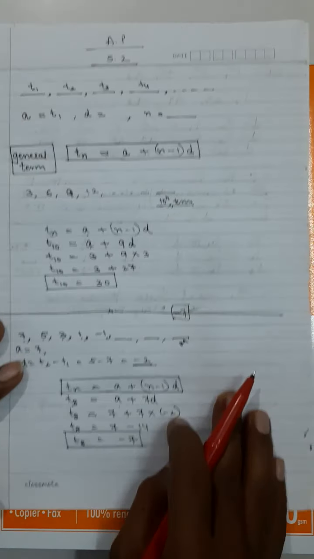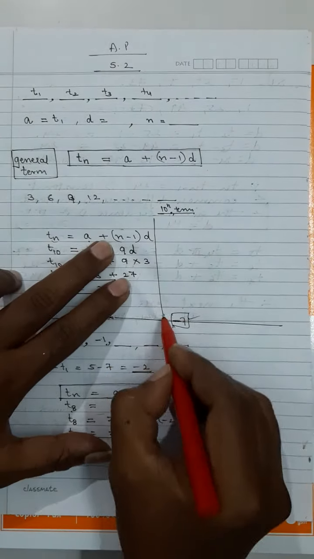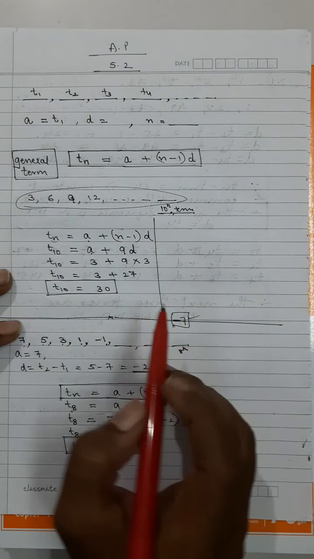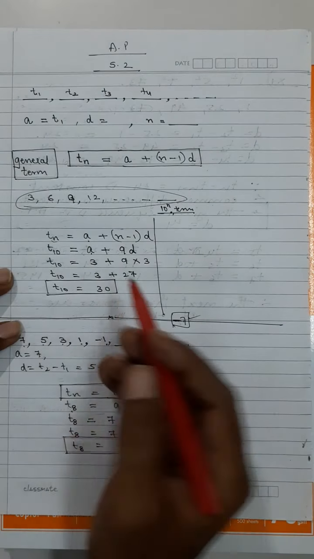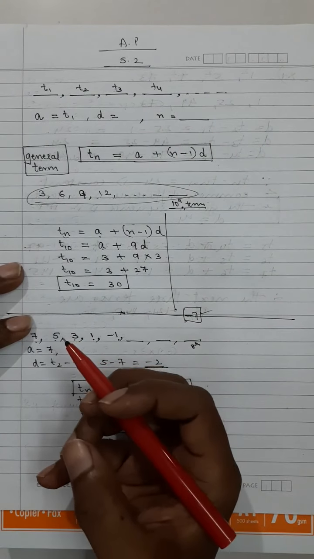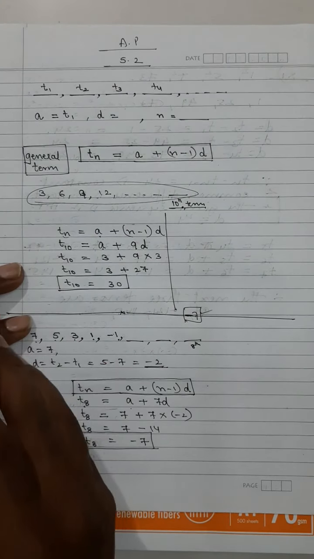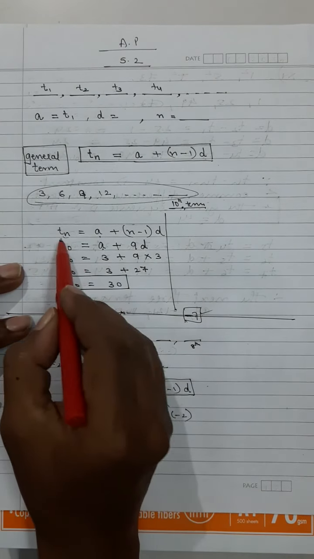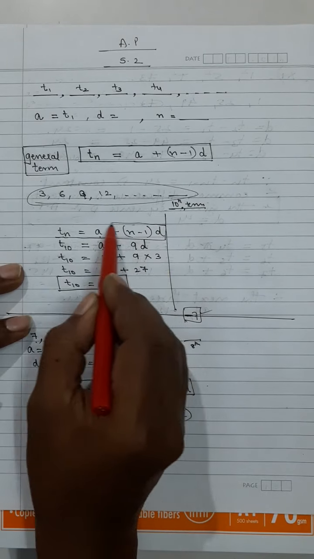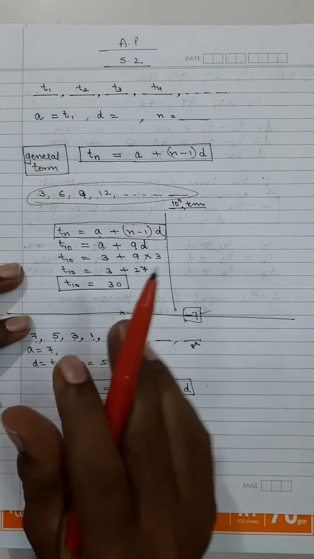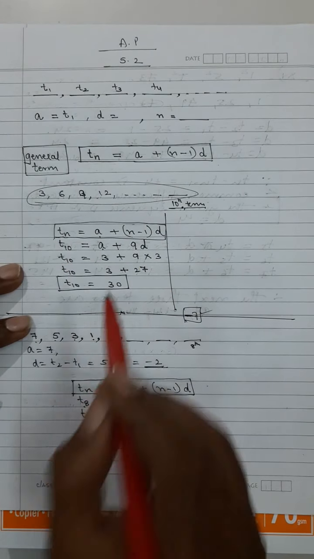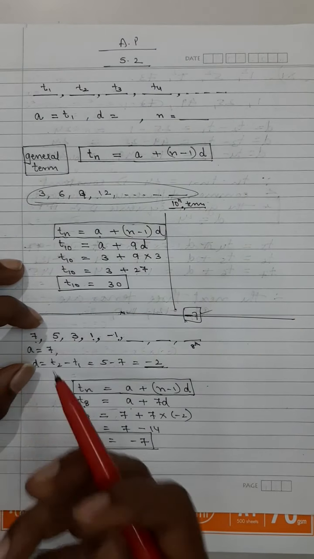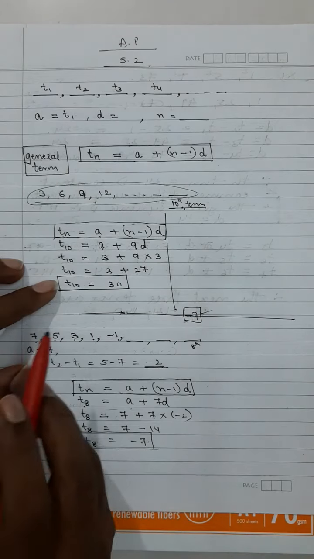But every sequence has a formula of general term of its own. Every sequence will have a formula of general term, while this is the formula of general term which is universally applicable for each and every arithmetic progression. But every arithmetic progression also has a formula of general term which is dedicated to its own.